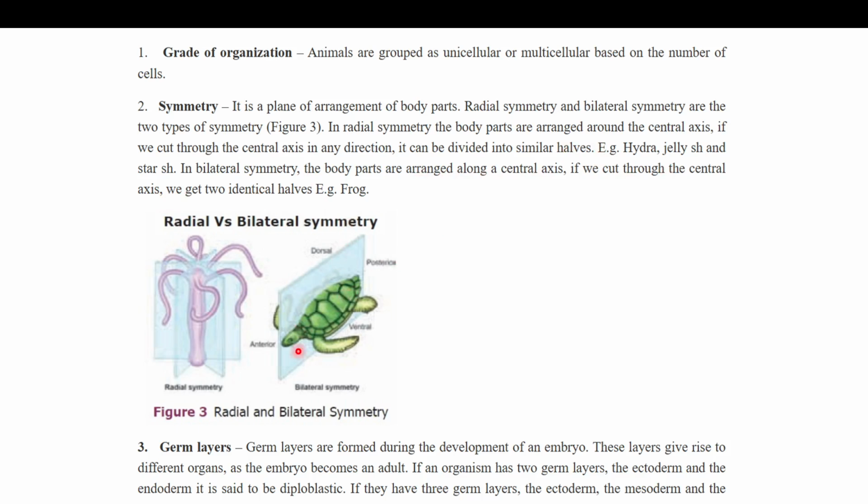Then we have germ layers. Germ layers are formed during the development of an embryo. These layers give rise to different organs when the embryo becomes an adult. If an organism has two germ layers, the ectoderm, the outermost one, and the endoderm, the innermost one, the organism is said to be diploblastic. But if the organism has three germ layers, the ectoderm, the outermost, the mesoderm in the middle, and the endoderm, the innermost, such an organism is called triploblastic.